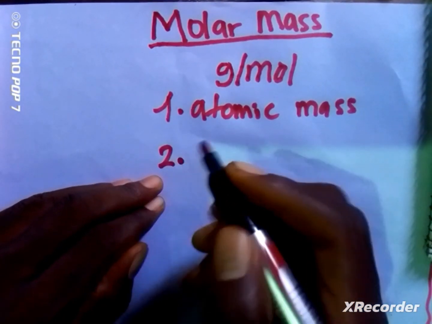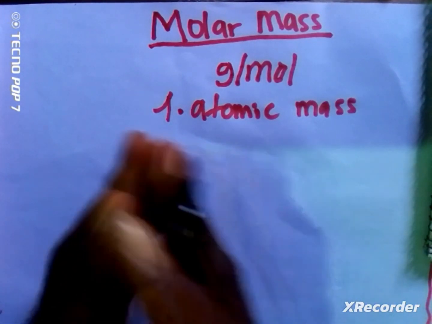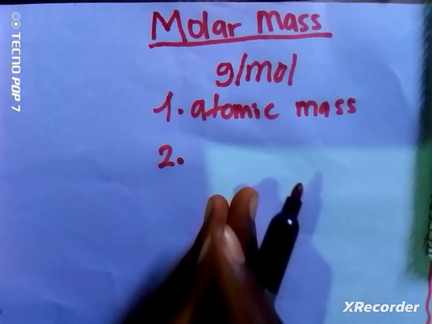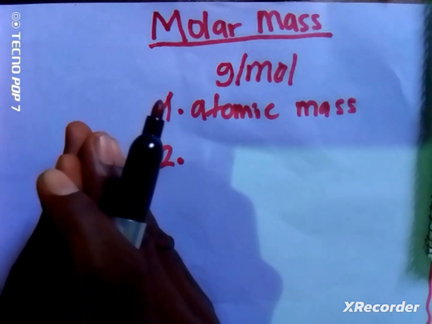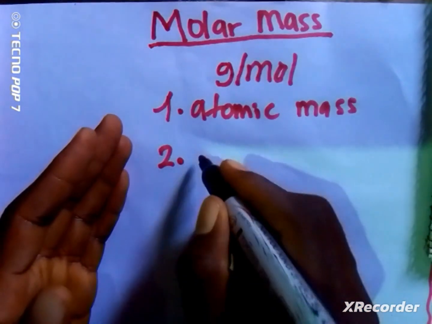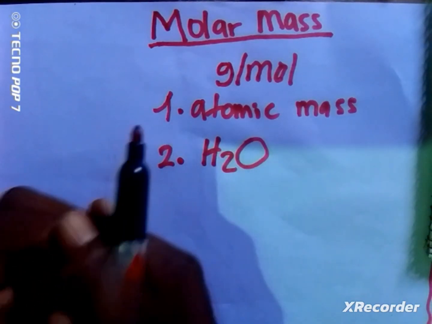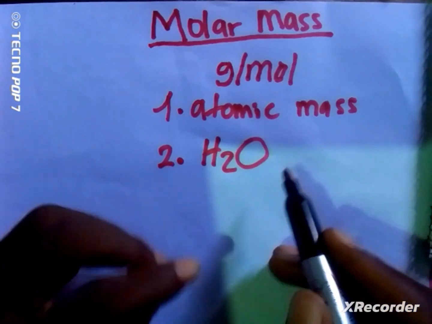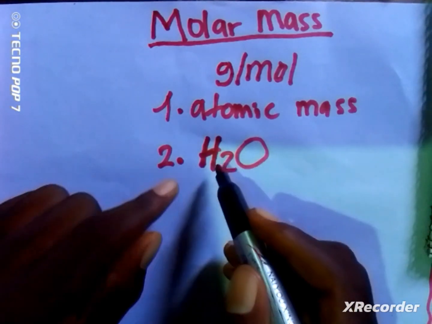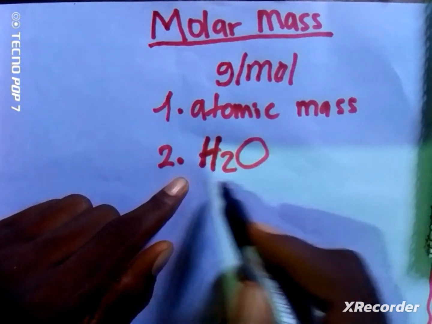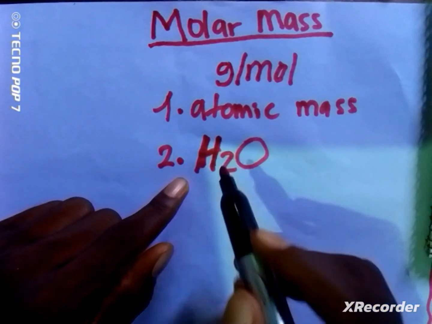Number two, you have to multiply by how many of each atom are in the compound. How many times each of these elements appears. For example, we have H2O. In calculating molar mass, you have to know how many times each element appears within the compound. We have H2O. This simply tells us that there are two hydrogen atoms within this compound.